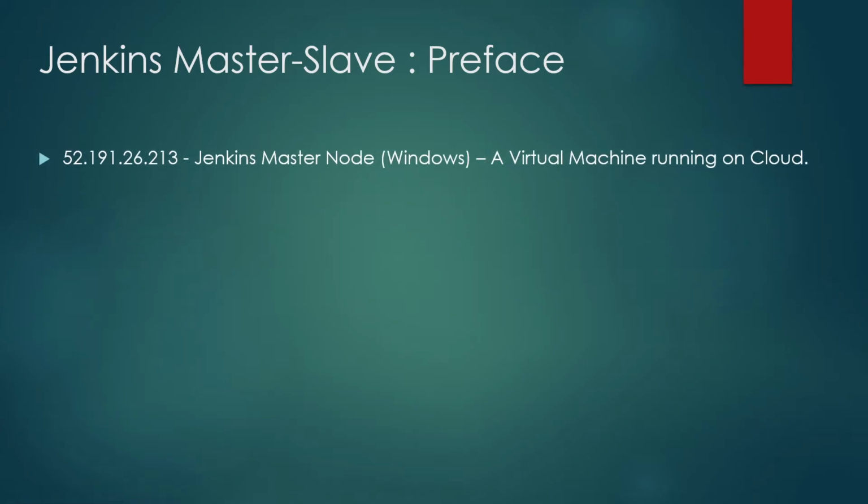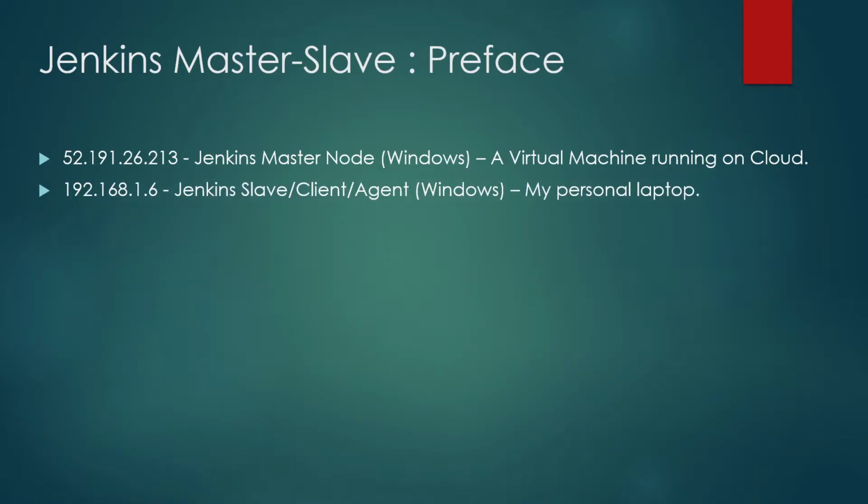So what is the preface over here? There are a few things that you need to notice today. In this video, we are going to use two machines. One with the first IP 52.191.26.213, and the other one is 192.168.1.6. In these two IPs, let us see the specification.